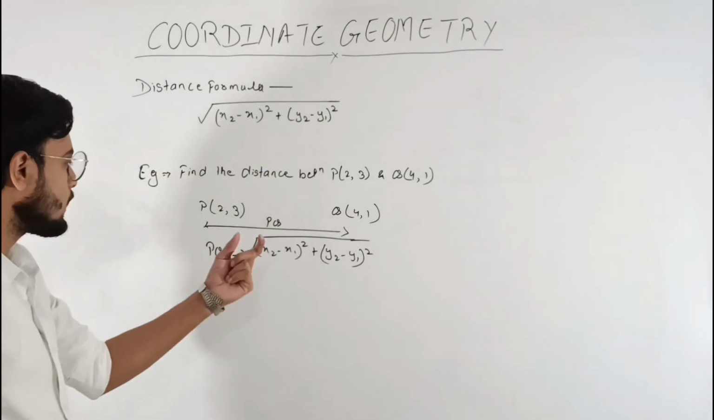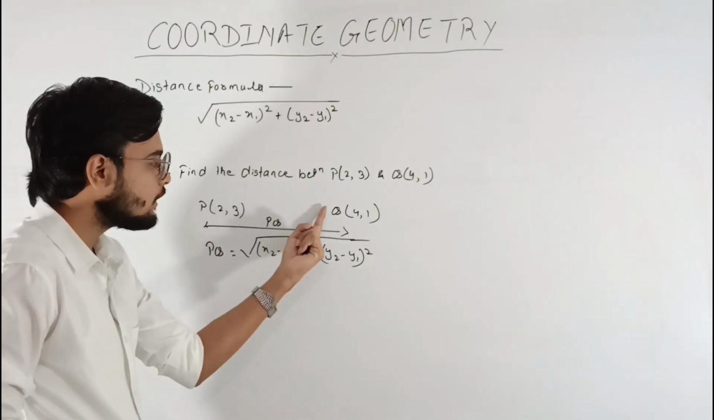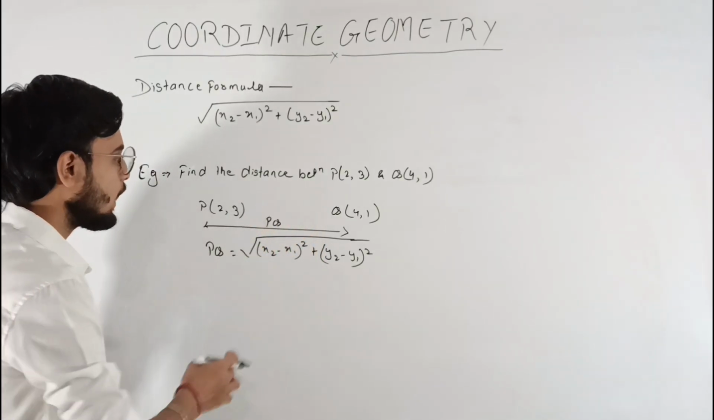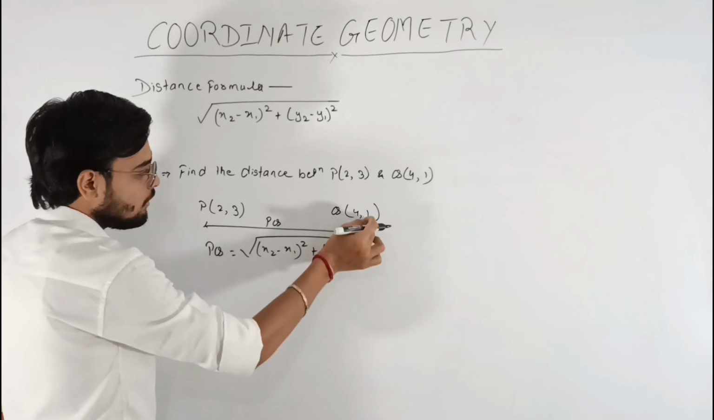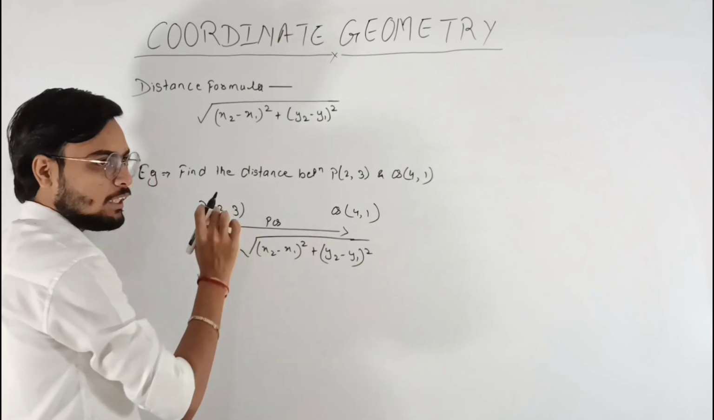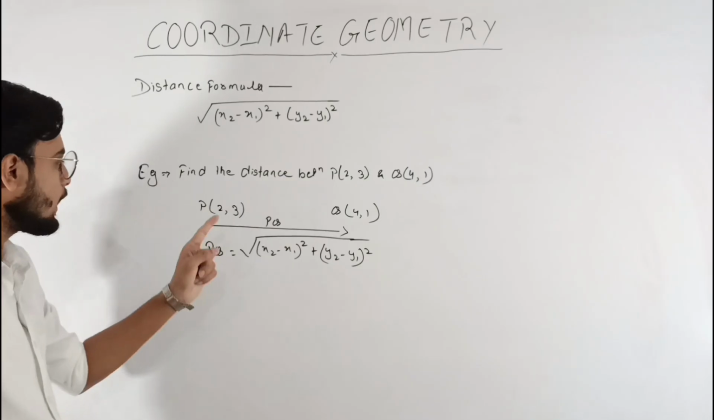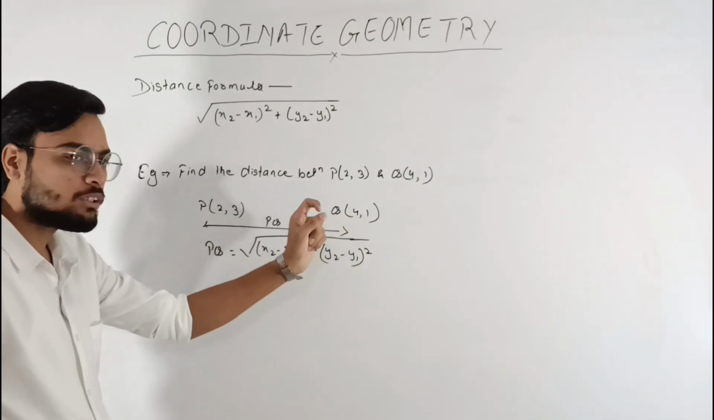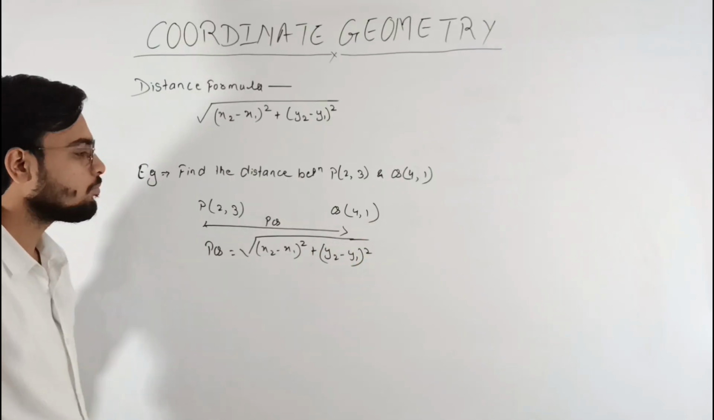Now look, which is x1, which is x1. Suppose I take P as the first point, then the second point is Q. In this case x2 is 4 and x1 is 2, and y2 is 1 and y1 is 3. Now if I take this as the first point and this one as the second point, then x1 is here and y2 is 3 and y1 is 1.